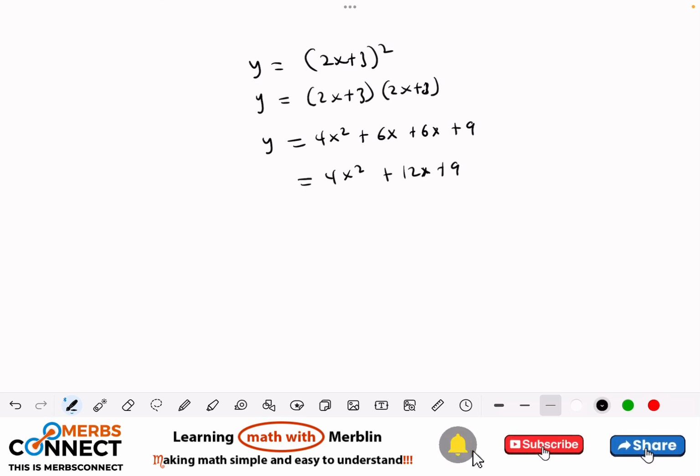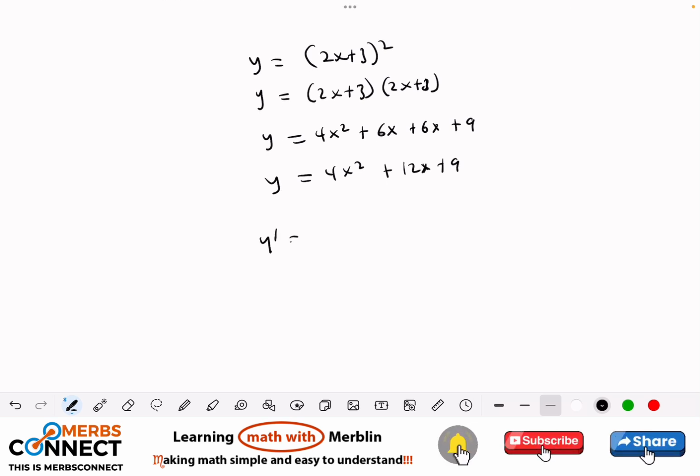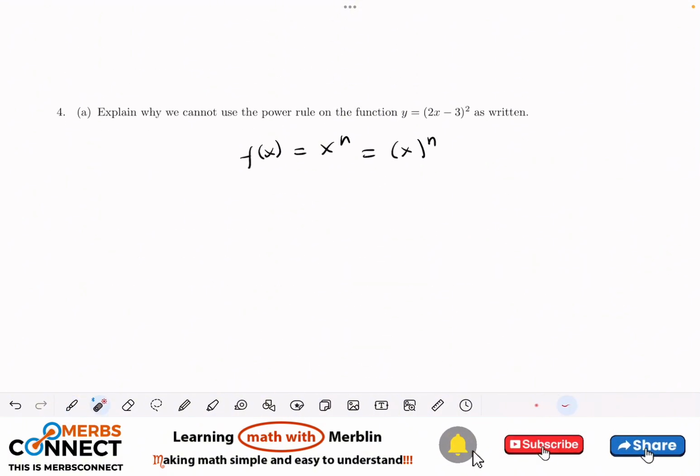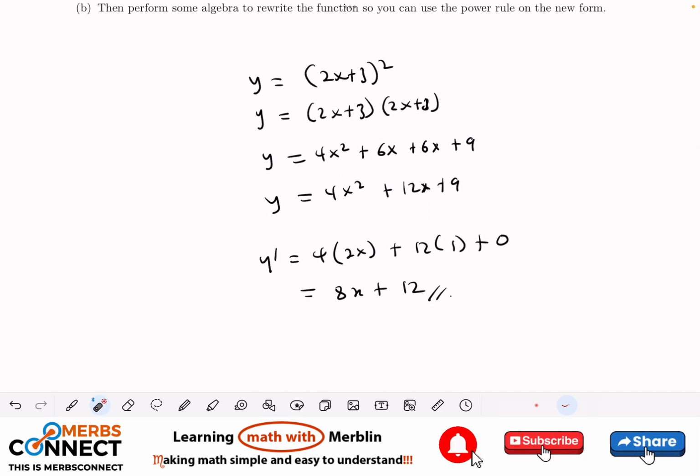And then now we can apply the power rule. So the power rule here, 4 out. When I differentiate x squared, I'm going to have 2x. 12 out. When I differentiate x, I'm going to get 1. When I differentiate a constant, I get 0. So this one will be 8x plus 12 at the end of the day. So that is how you can also perform this, so that we can use the power rule to go through the process.